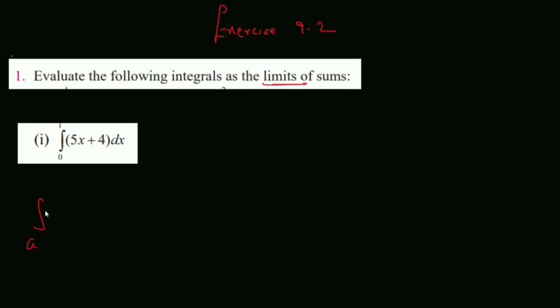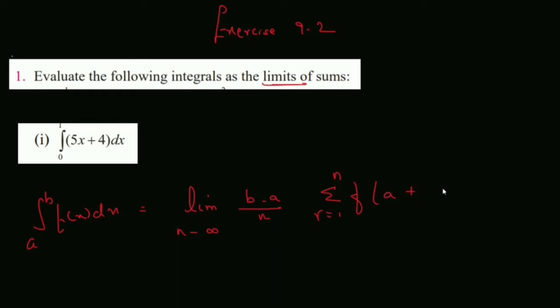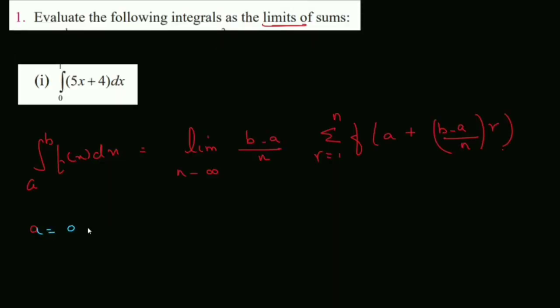Exercise 9.2. Let us write the formula: the integral from a to b of f of x dx as the limit of a sum. The sum is a Riemann sum. So the limit of the Riemann sum is equal to the limit as n tends to infinity of (b minus a) by n, sigma r from 1 to n, f of (a plus (b minus a) by n or r by n, both are okay) into r. Here a is 0, b is 1. A is the lower limit, b is the upper limit.